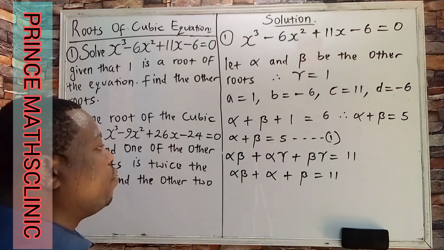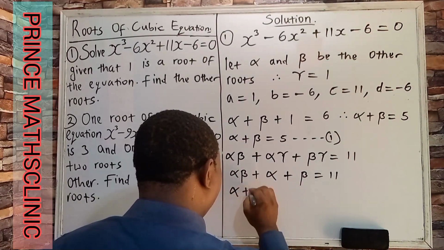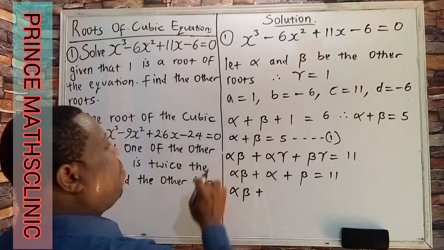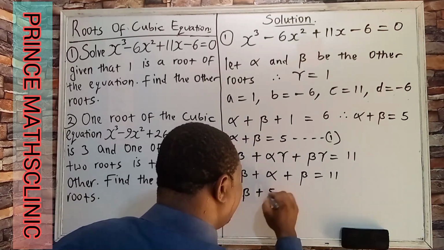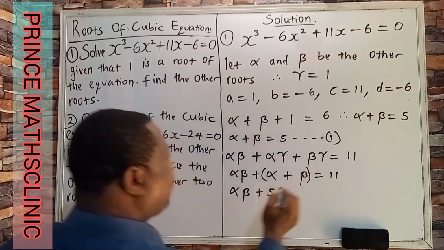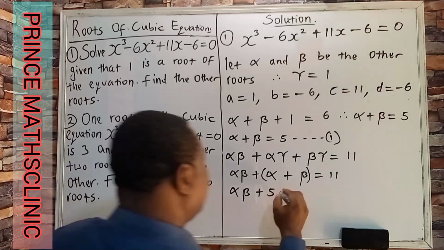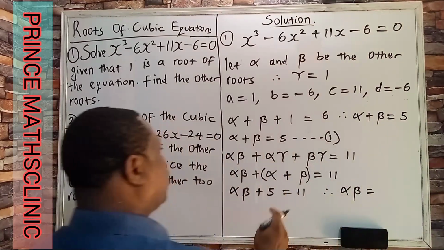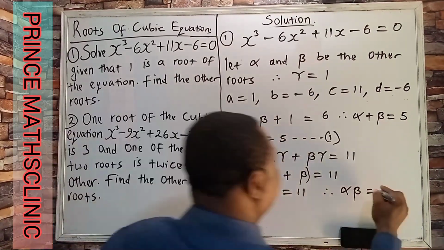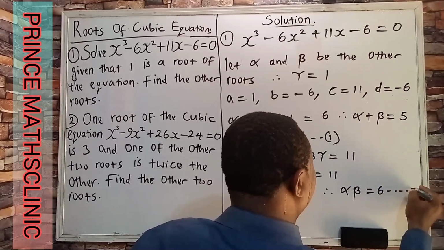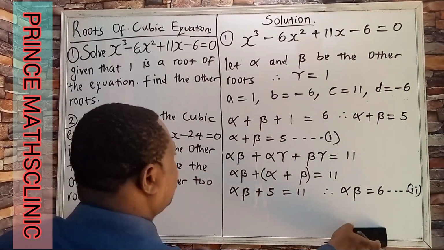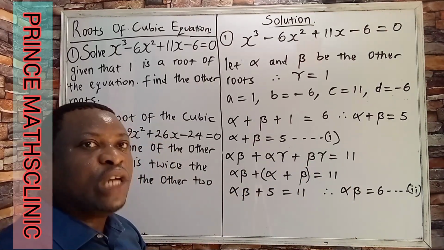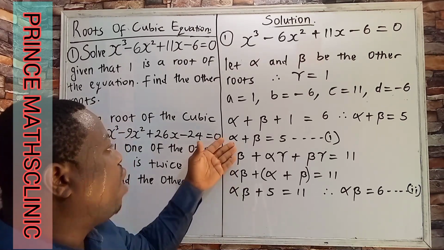So we have alpha beta plus alpha plus beta. From equation 1, alpha plus beta is 5, so I'm going to put 5 in place of alpha plus beta. You are free to put it in a bracket so that you can easily understand. That equals 11. If 5 crosses to this part, 11 minus 5 becomes 6. So alpha beta is 6. We call this equation 2. Our job now is to solve equations 1 and 2 simultaneously. With simultaneous equations, you can obtain the values of alpha and beta.